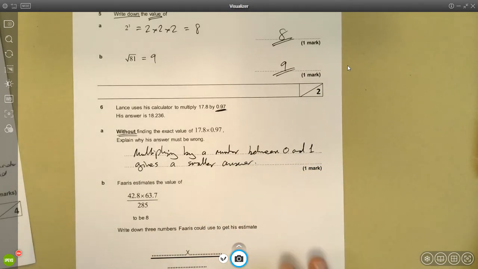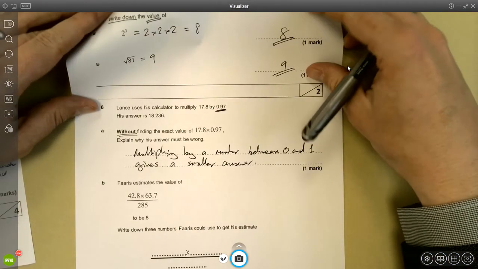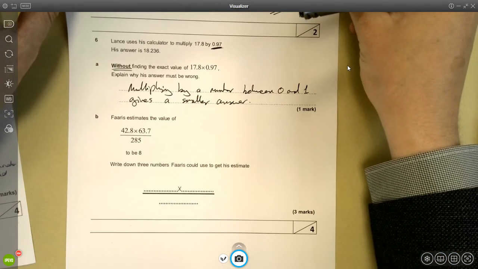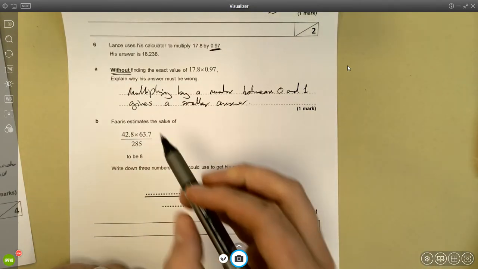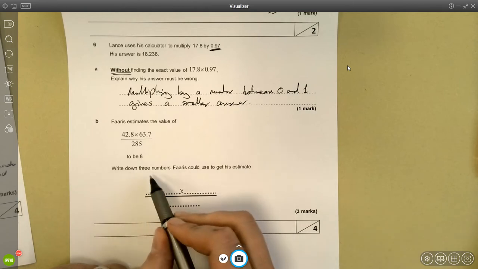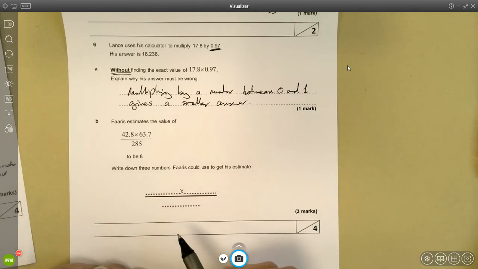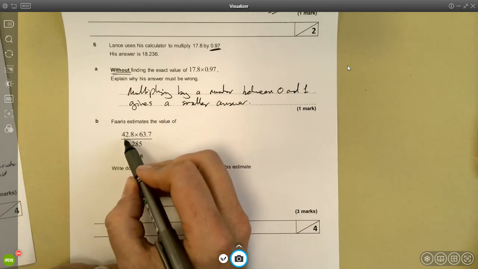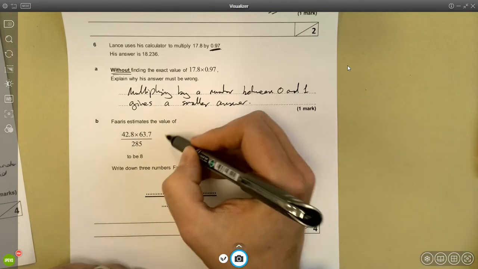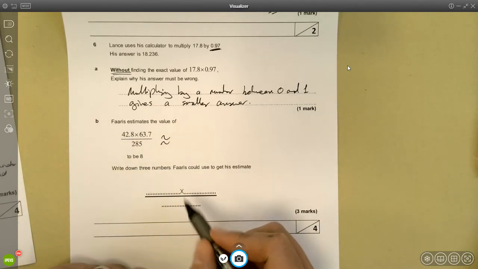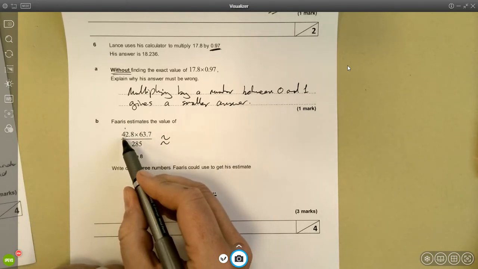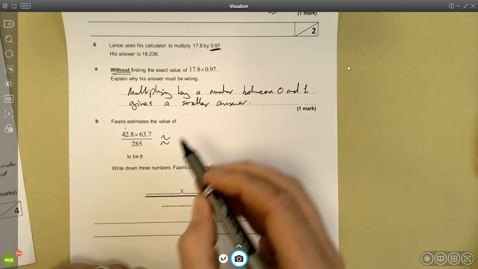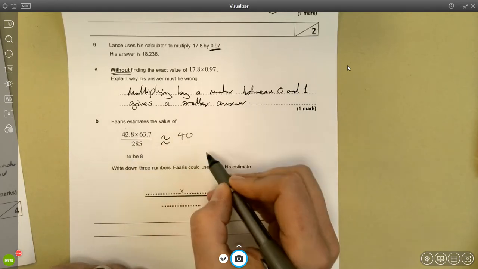Okay, so next up, we've got Faris estimating a value here, and let's just think about how we're going to estimate this. Now, he estimates this to be 8. Write down the 3 numbers you could use to get this estimate. Now, the standard thing to do is to take each of these numbers and go to one significant figure. So we're rounding off at one significant figure. So it's either 40 or 50. Well, the best idea is probably to use 40.